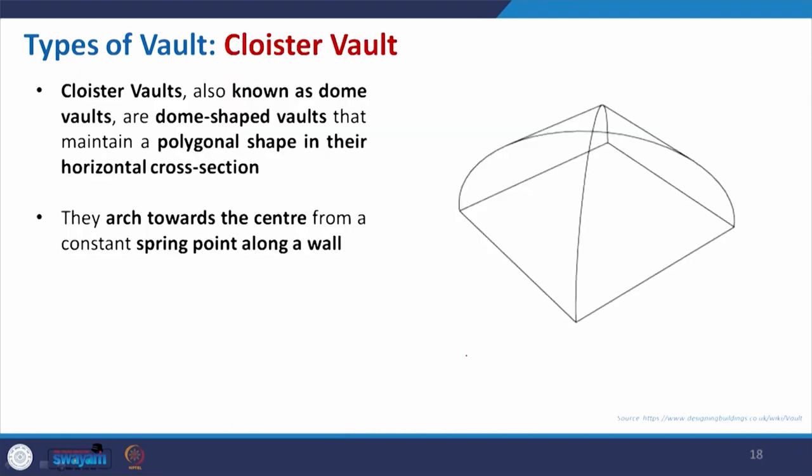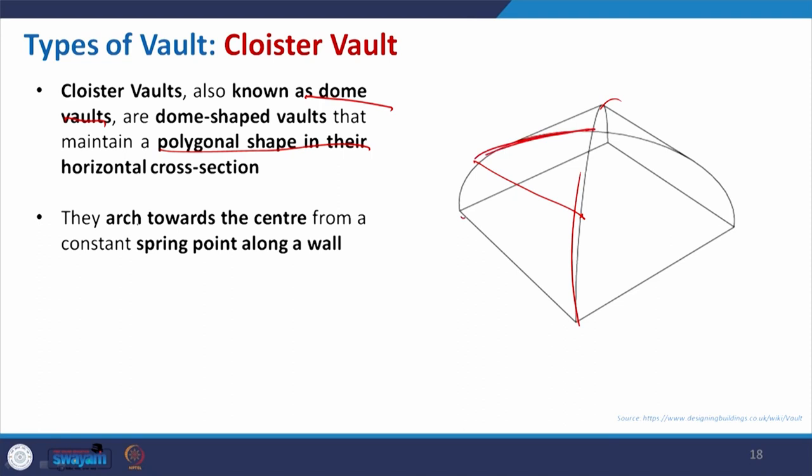Now come to the cloister vault. It is also known as the dome vault. It is basically dome shaped, and different polygonal shapes will be created, as I have drawn there. So it is one arch, and this is one arch, and this is how they are connected. This particular portion is a little bit flat, and when you go up, it becomes even flatter.